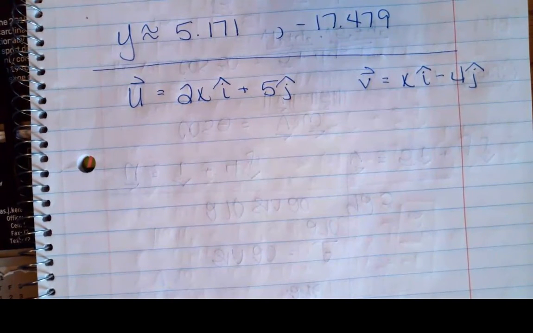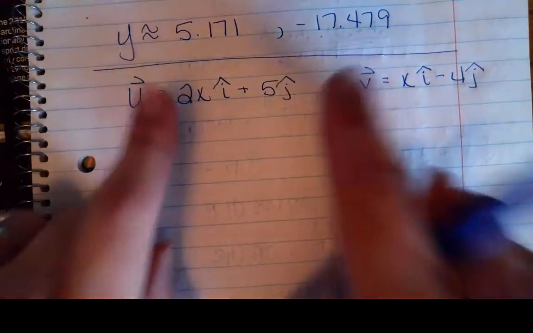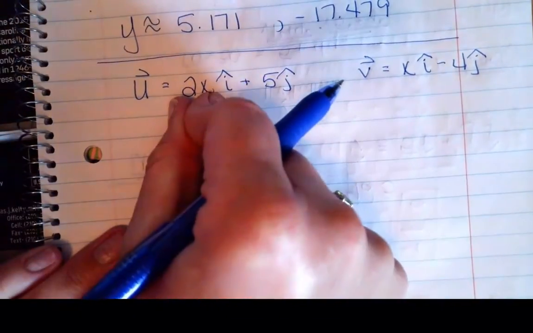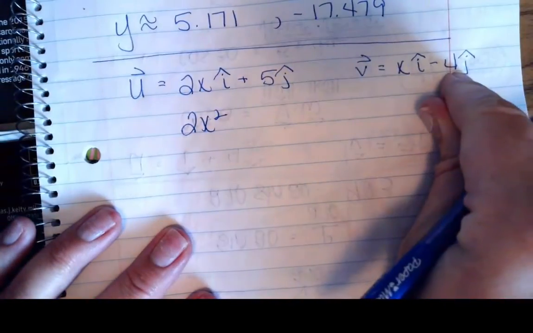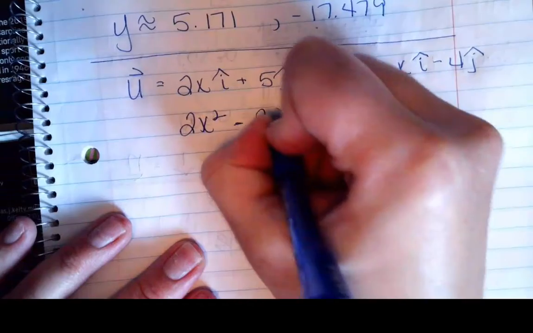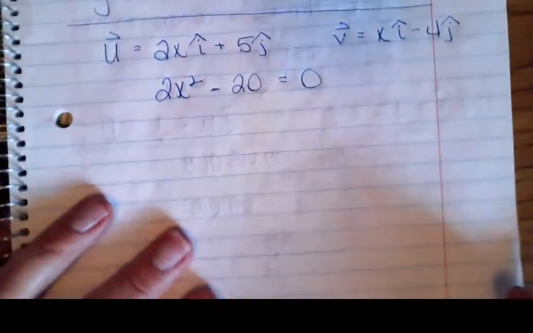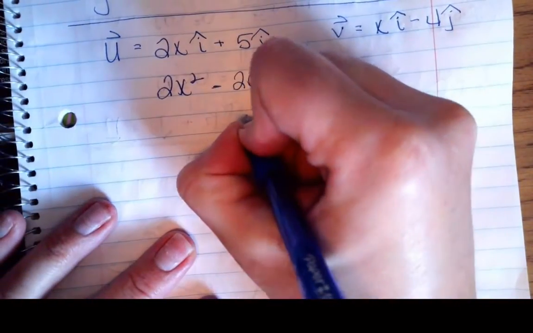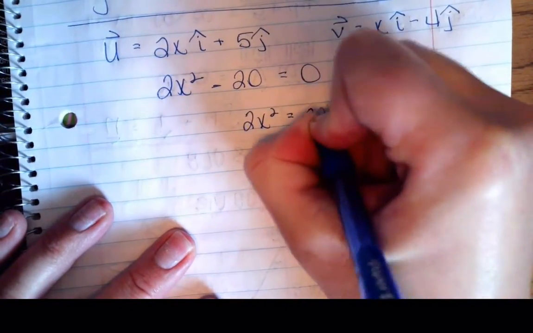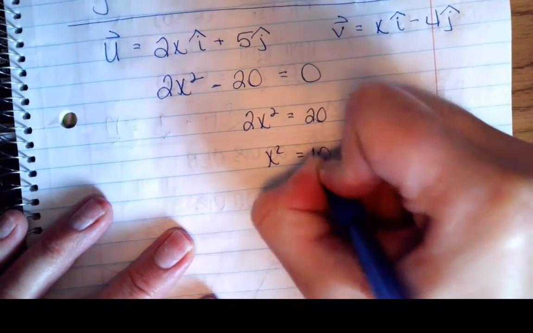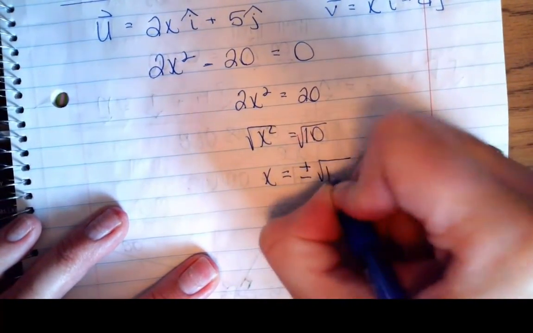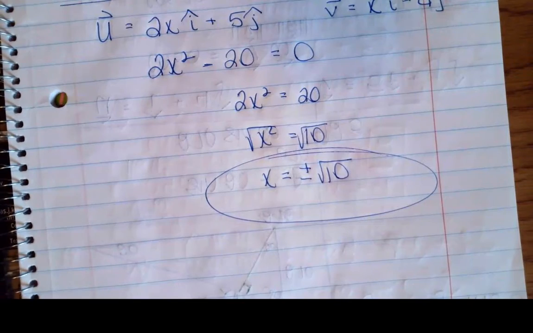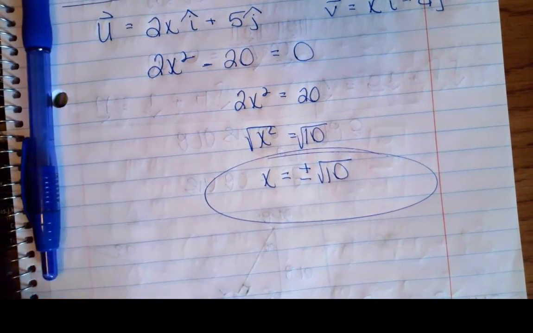Remember, for orthogonality, or for them to be perpendicular, their dot product must be 0. So I'm going to take their dot product, set it equal to 0, and solve. 2x times x is 2x squared. 5 times negative 4 is negative 20, and I need that to be 0. So I'm going to add 20 to both sides, divide both sides by 2, and take a positive and a negative root. Those are my 2 values that I can use for x. And that is that for that section.